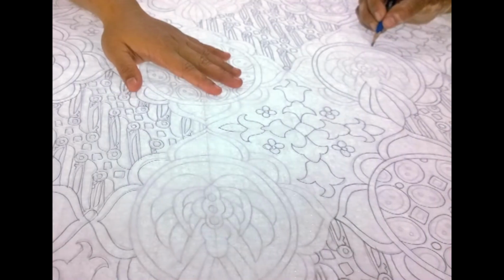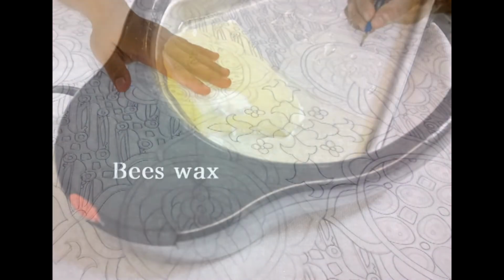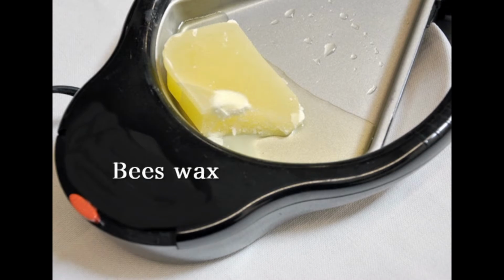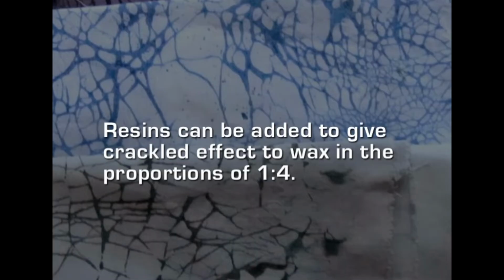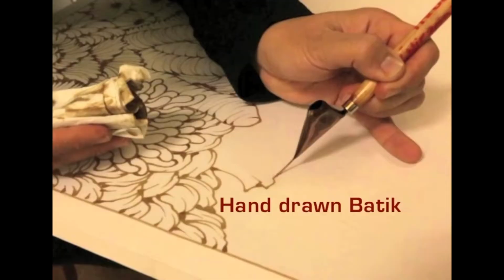Then the design is transferred onto the fabric very lightly with a sharp pencil, and beeswax is the best wax to use for batik work. Resin can be added to give a crackle effect to the wax in the proportion of 1:4. Brushes of various sizes are required to apply wax onto the design on the fabric. There are two methods of applying wax onto the fabric. The first one is hand drawn batik.